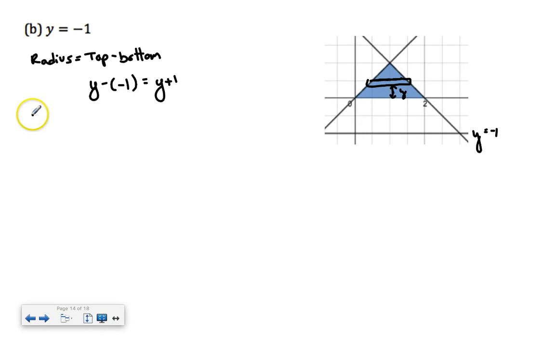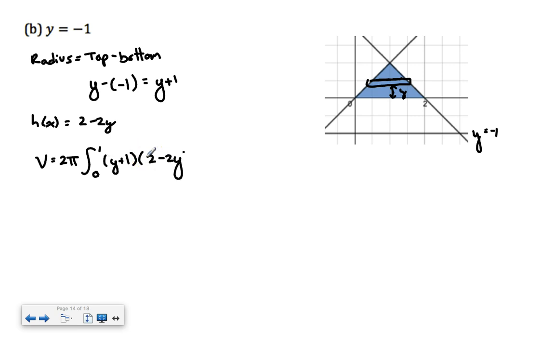My height, or my h of x, is still the same as it was for the last part, which is 2 minus 2y. To find the volume of the solid, volume equals 2 pi times the integral from 0 to 1 of the radius, which is y plus 1, times 2 minus 2y dy. Using a calculator, that's still going to be a horizontal shell. It should be 8 pi over 3.